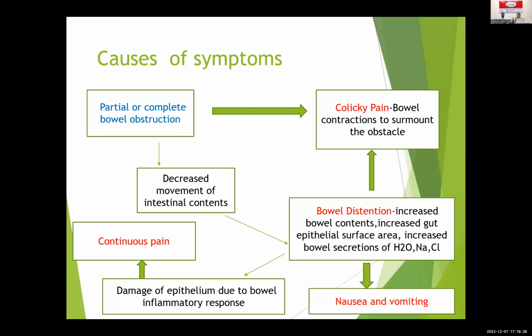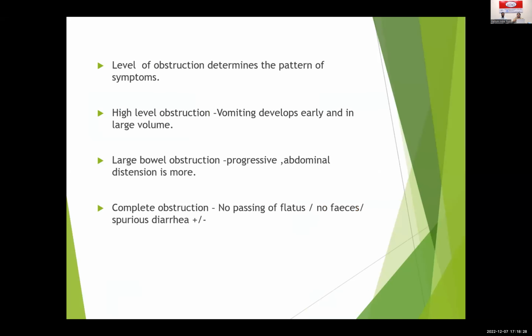Shripriya, you can move on to the next slide. So the level of obstruction determines the pattern of symptoms. The higher the level of obstruction, the vomiting develops early and in large volume. If there is obstruction at the large bowel, it can be progressive and abdominal distension is more. In complete obstruction, there is no passing of flatus or feces, and the patient can even present with spurious diarrhea.